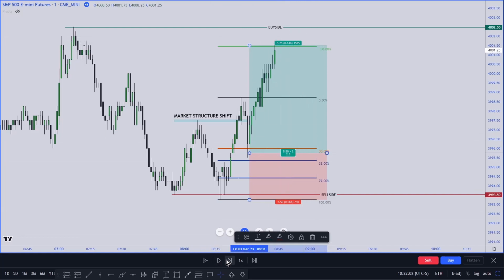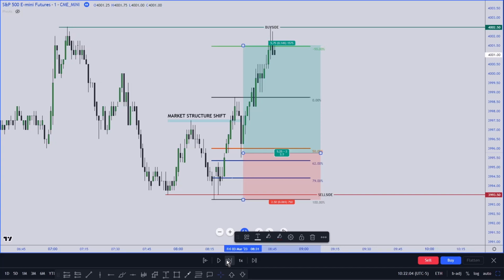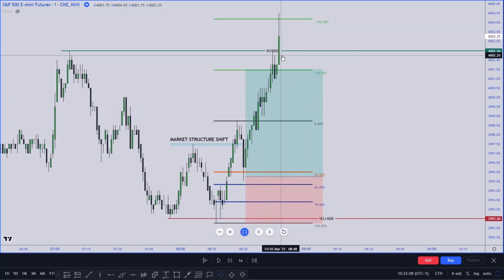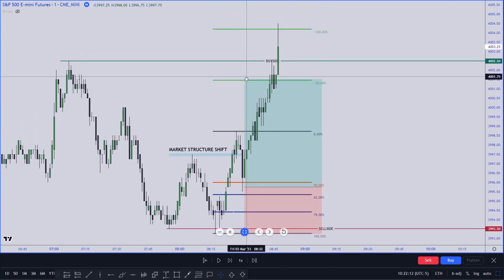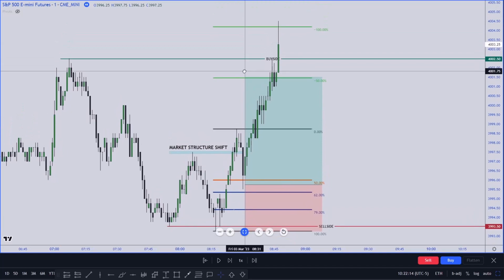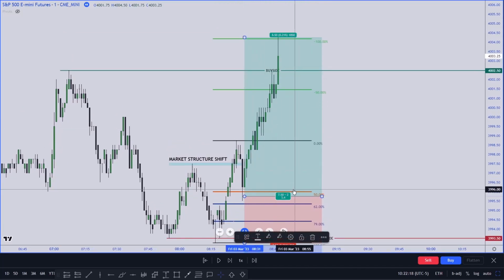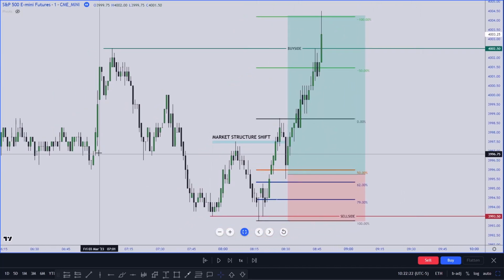So let's see what happens. Price moves up. Boom, we take out the buy side. And we even go much further, up to the negative 100% level even. So at that point, you'd be up 3.4 reward to risk ratio. So there's a fantastic example.